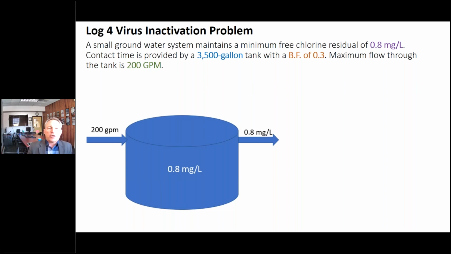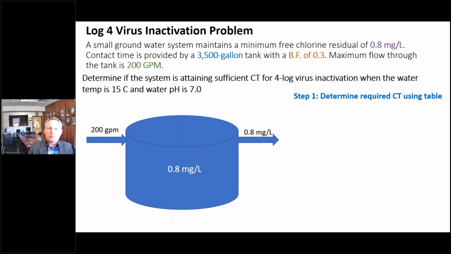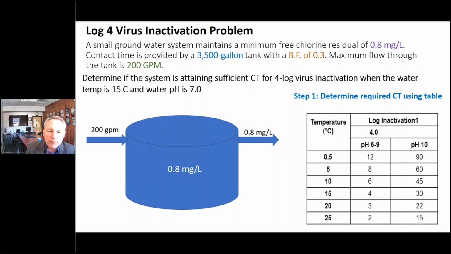So the first thing we're going to do is determine what is required. So we look at the table, and we're going to see what we need. Well, it's very similar to the last. It's the same result as the last example we did. We have a temperature of 15 and a pH of 7. So once again, we have to achieve a CT value of 4 in this case.